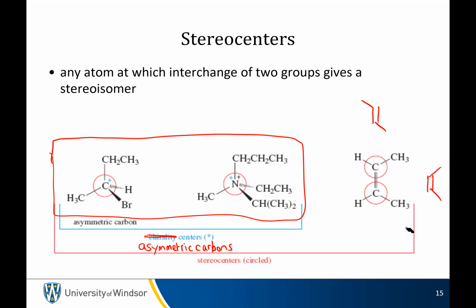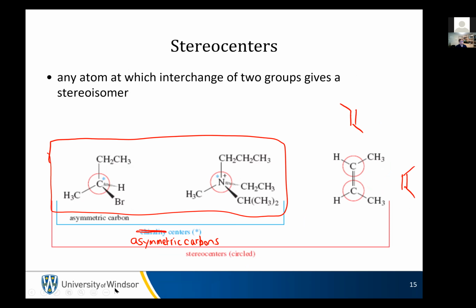So the term stereocenter is more general. It's any carbon that can be involved in making a stereoisomer. An asymmetric carbon or an asymmetric nitrogen is an atom that has 4 different bonds to it. And I'm waving my hand around. You can't see me waving my hand around.